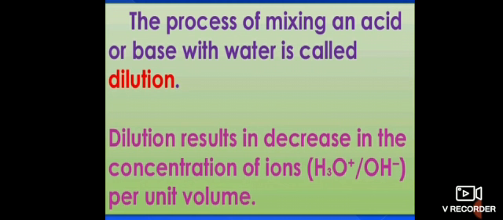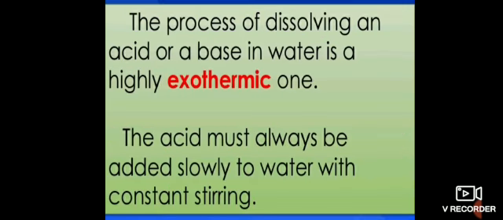The process of mixing an acid or base with water is called dilution. So this may ask for 1 mark. What is dilution? The process of mixing an acid or base with water is called dilution. Dear children, dilution results in decrease in the concentration of ions, it may be H3O+ or OH- ions per unit volume. The process of dissolving an acid or a base in water is a highly exothermic one.